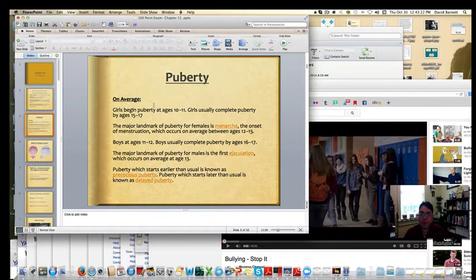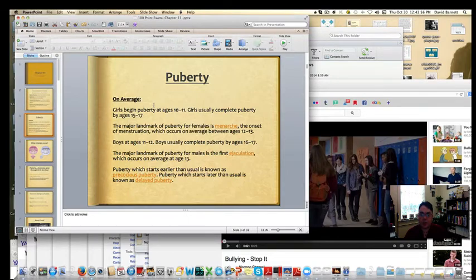Girls usually complete puberty by ages 15 through 17. The major landmark of puberty for females is, of course, menarche, I don't know if I'm pronouncing that correctly, but it's the onset of the menstrual cycle, which occurs between 12 and 13. Boys at age 11 and 12 are usually when they hit puberty, and they usually complete puberty between 16 and 17. The major landmark of puberty for males is their first ejaculation, which occurs on average at age 13.